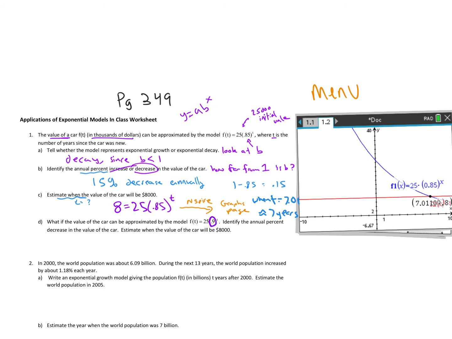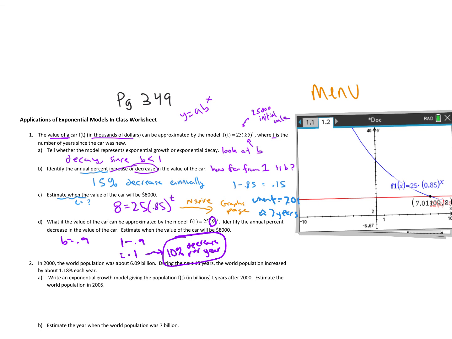If base is 0.9, then I know that I could do 1 minus 0.9, and that's going to give me 0.1, and that's my rate. But if I want it as a decimal, that would be 10% per year decrease. And then estimate, so that's the first part of this answer.